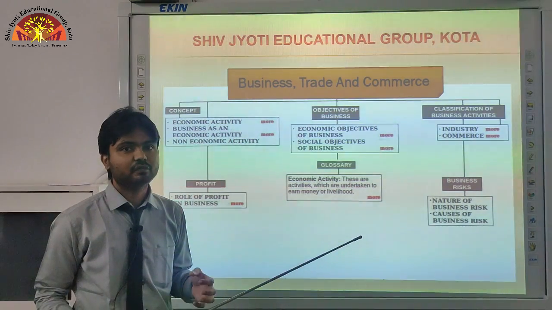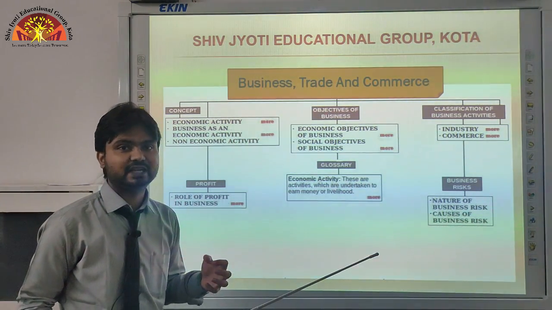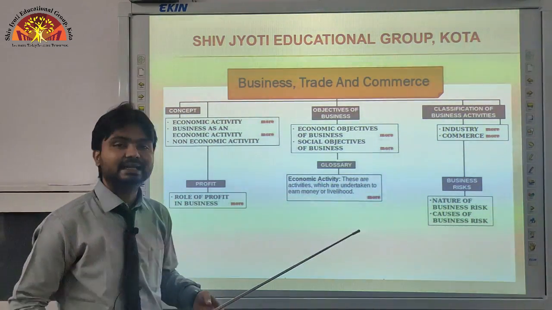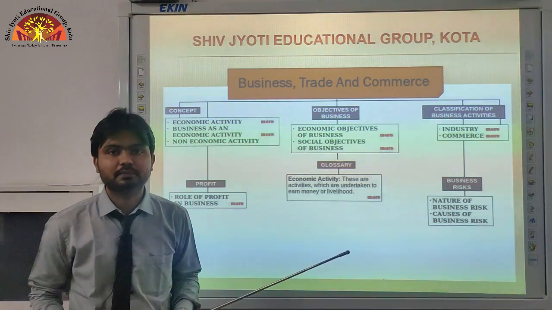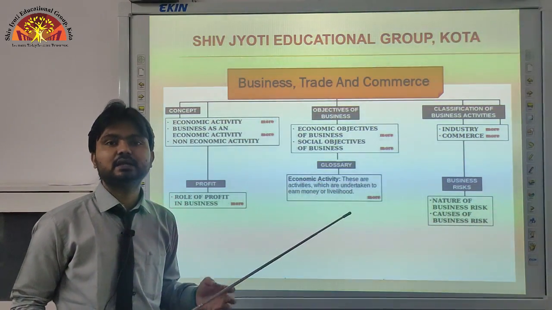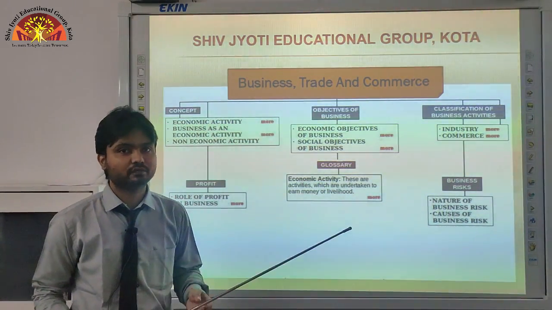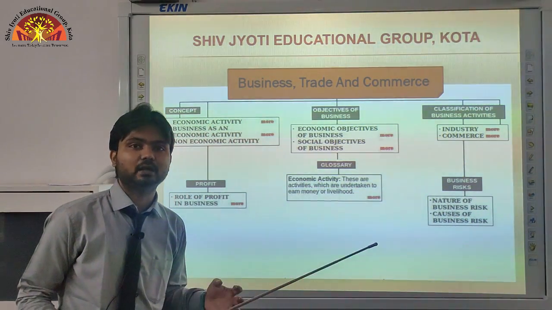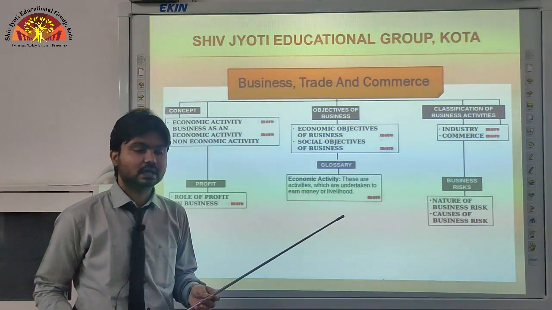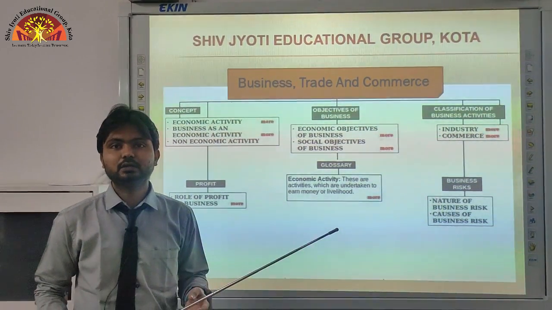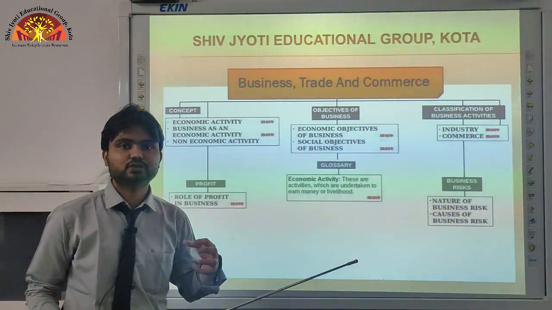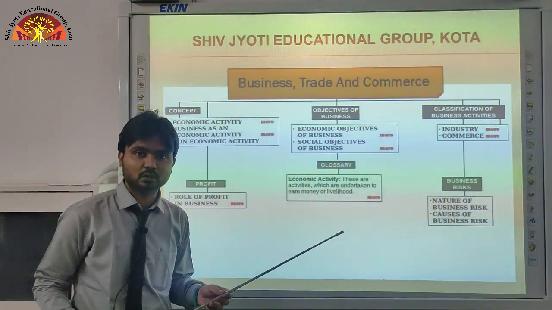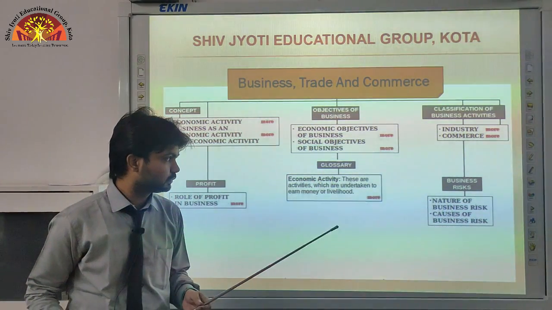The work which is done for love and affection, or we can say for sympathy, is a non-economic activity. Then the next term is industry and commerce. As we know, industry is basically related to production or manufacturing of goods and services, and trade is basically related to supplying or selling of goods and services. As we know, commerce includes basically the auxiliaries to trade also. Auxiliaries to trade are those which help in delivering the goods from one place to another.